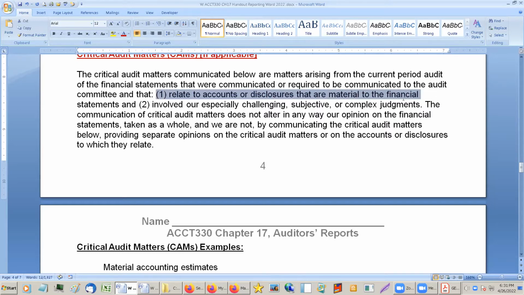And here are the, now, in both these cases, it does not change the opinion. It just says that we're looking at the disclosures that are material to the financial statements, and especially challenging, subjective or complex judgments.